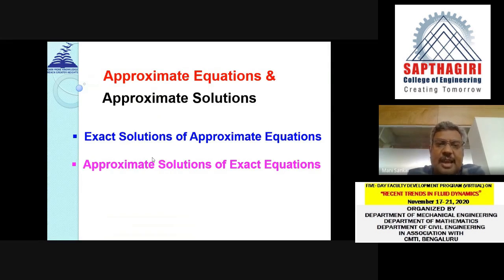So with this, we have two situations. Whether I want to go for the exact solutions of an approximate equation, or I'm going for an approximate solution of the exact equation, the original equations. So in today's lecture, we are following the second one, the latter part, where we are finding the approximate solution of the exact differential equation.